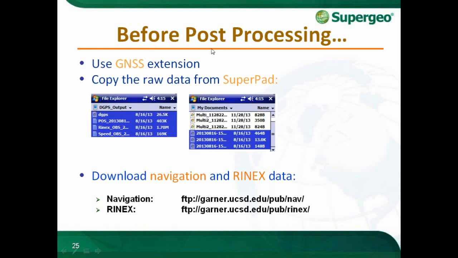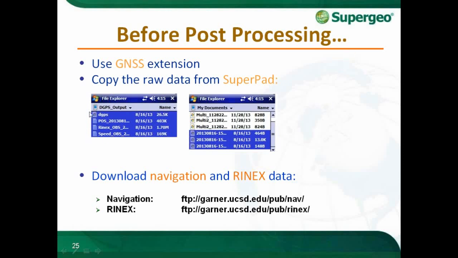Before using the post-processing tool, you have to use the GNSS extension in your SuperPad so that you can collect the data, including the DGPS data, the positioning data, the RINEX data, and the speed data in the SuperPad, and also your feature layer in the SuperPad. You have to copy all this data to your desktop so you can perform the data post-processing.